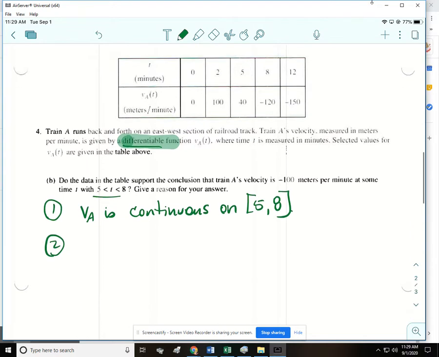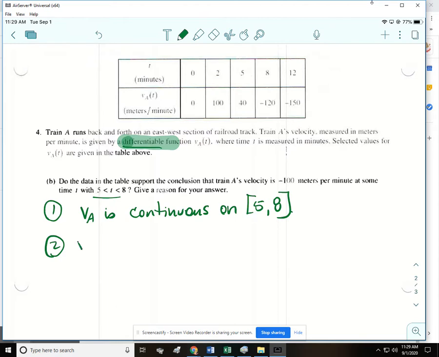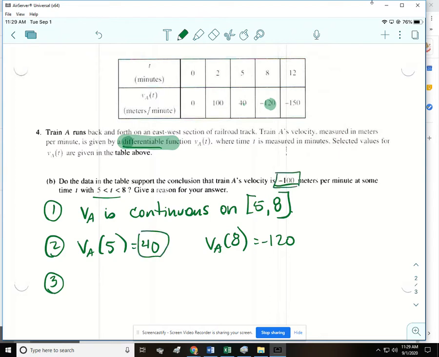All right. The second part of the intermediate value theorem, we need to identify v sub a of 5 and v sub a of 8. And we can get both of those from the table. So v sub a of 5 is going to be 40, and v sub a of 8 is negative 120. All right. Then we're going to compare what we're looking for with those two values. So our three values are negative 100, 40, and negative 120. So the smallest of those is negative 120. So we would say v sub a of 8 is less than negative 100, which is less than v sub a of 5.